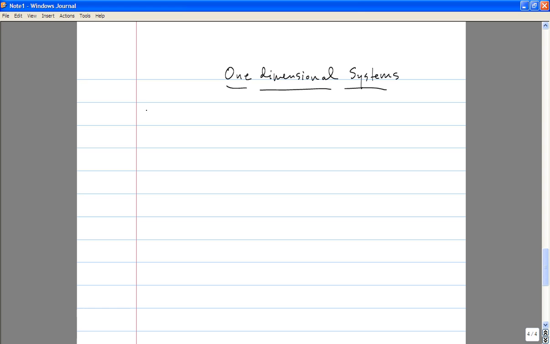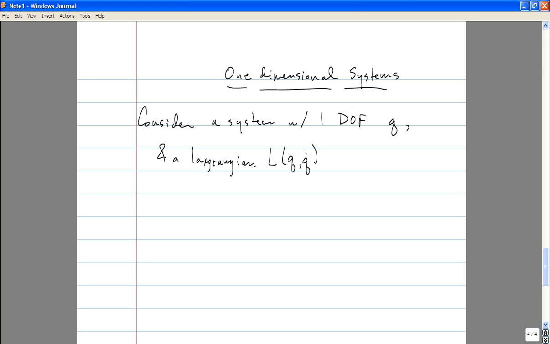So let's consider a dynamical system with one degree of freedom that I'll call Q. And the dynamics of the system will be determined by a Lagrangian L that depends on Q and its derivatives. And I would like to consider systems where the Lagrangian is time independent.